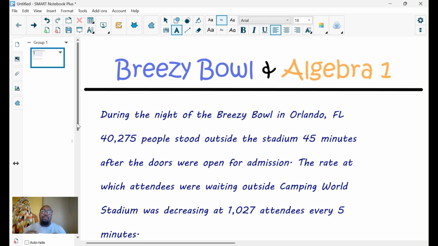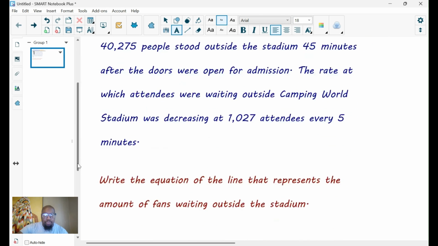All righty, so it looks like we've got a situation here where some people want to see Chris Brown do his thing, and we just want to see what they want us to do. They want us to write the equation of a line that represents the amount of fans waiting outside the stadium. All righty, okay, cool. So here we have to write the equation of a line. A line can also be represented as a linear function or a linear equation with two different variables.